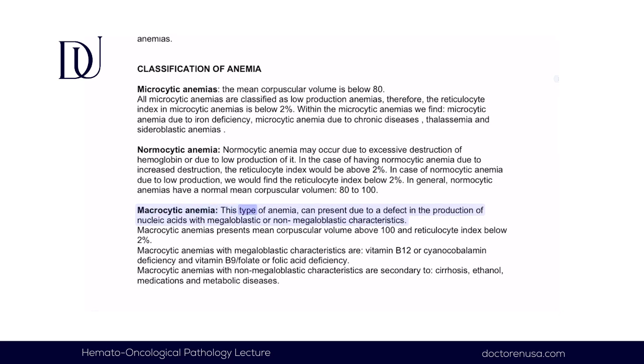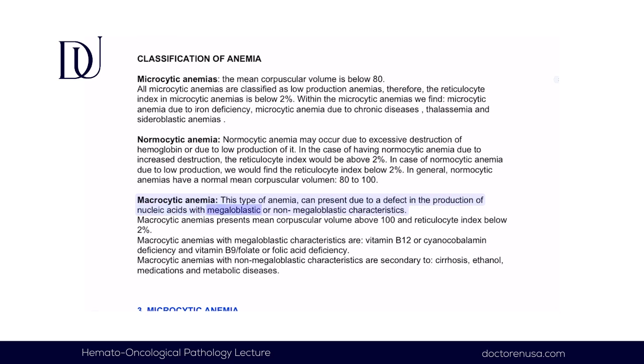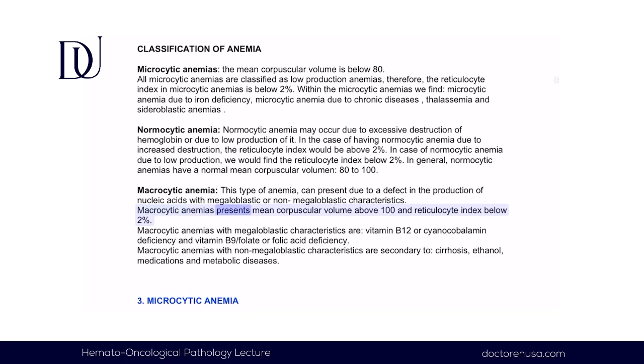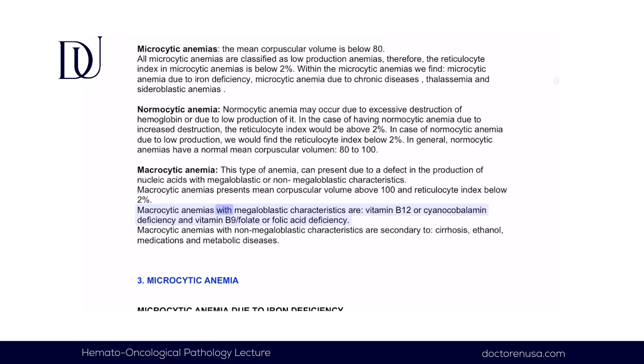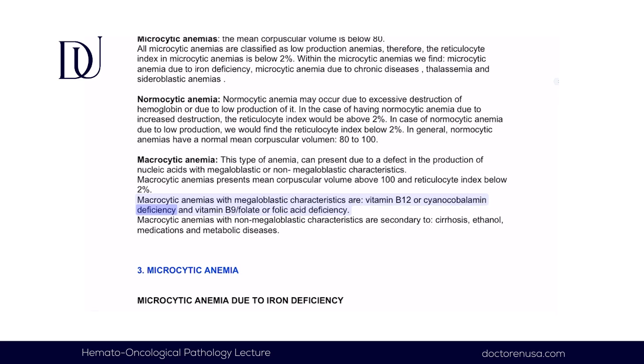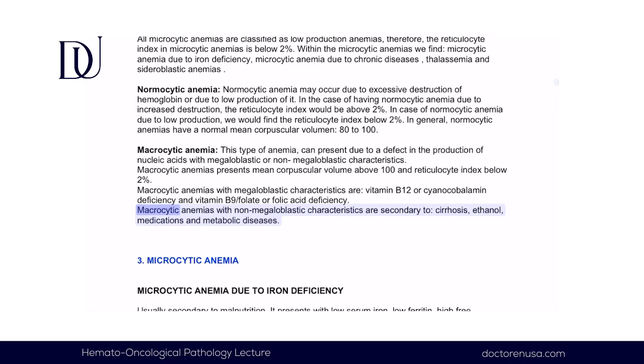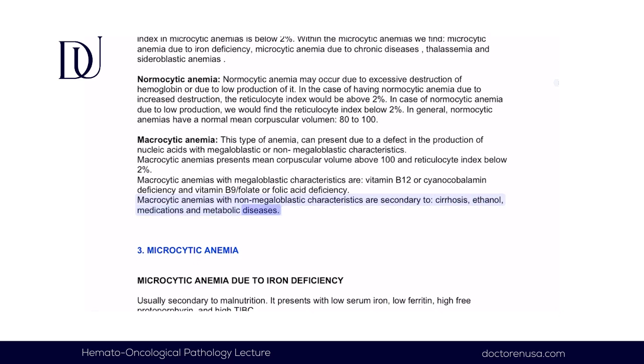Macrocytic anemia. This type of anemia can present due to a defect in the production of nucleic acids with megaloblastic or non-megaloblastic characteristics. Macrocytic anemias present mean corpuscular volume above 100 and respiratory index below 2%. Macrocytic anemias with megaloblastic characteristics are vitamin B12 or cyanocobalamin deficiency and vitamin B9, folate or folic acid deficiency. Macrocytic anemias with non-megaloblastic characteristics are secondary to cirrhosis, ethanol, medications, and metabolic diseases.